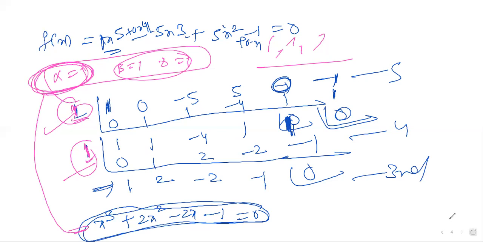What is the second question? Find the repeated roots of x power 5 minus 3x power 4 minus 5x cube plus 27x square minus 32x plus 12 equals to 0. Repeated root means we have the same roots, multiple roots.